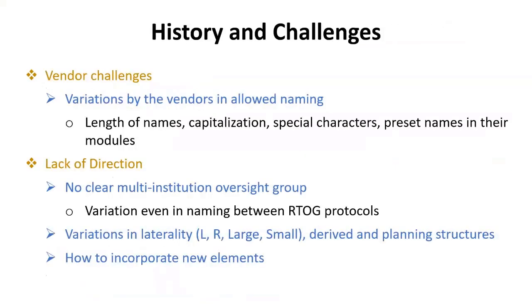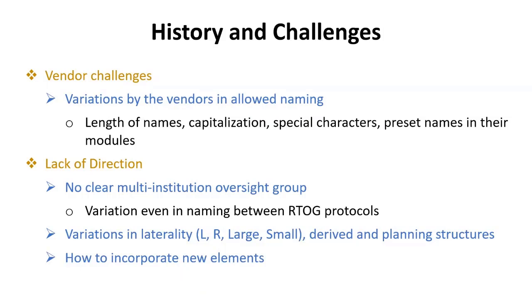History and challenges. There are a lot of challenges in this report. They started with the vendor challenges, because we have different TPSs. Different vendors had different ways of programming things and prioritizing things in their software, and everyone would like their software to be the best. Then the length of the names: we are limited in the number of characters we can use in the TPS. You cannot use an infinite number of characters. There should be some limitations.